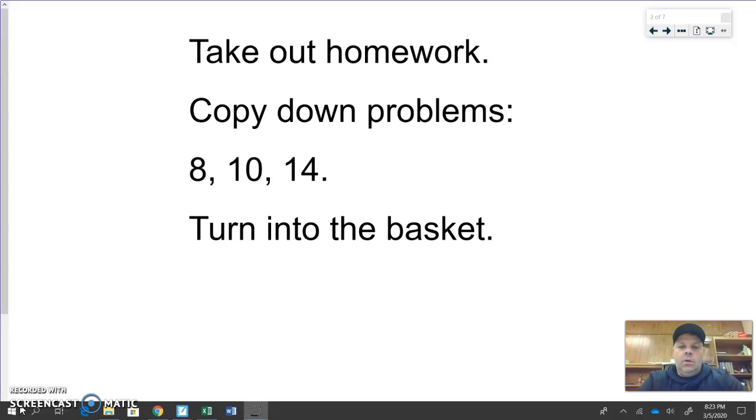Please take out your homework and pass out one of the homework slips that are in the basket up front. Take attendance while the students are copying down problems number 8, 10, and 14. Students turn those into the basket. Once you turn those into the basket, you should not be going back to it once we put up the answers. Again, you should be able to copy down those answers, turn those into the basket, and pause the video. I will start with the answers when students have all turned those into the basket.